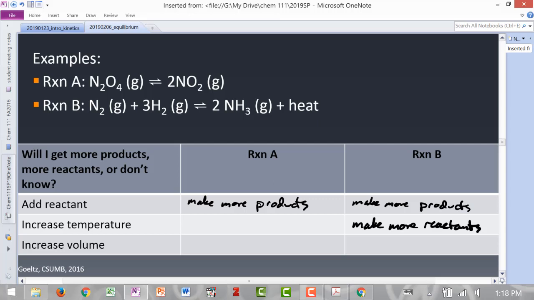About reaction A. Does it still make more reactants? For reaction A, I would say I don't have enough information. Unless you know where the heat is, you can't really know. So it might, but we don't have enough information. If heat's not in there, you have to look it up, or you don't know.